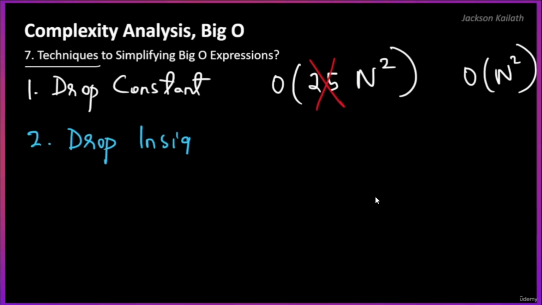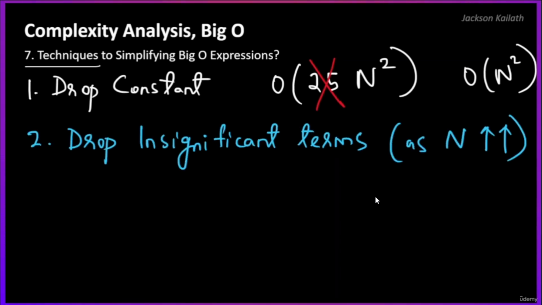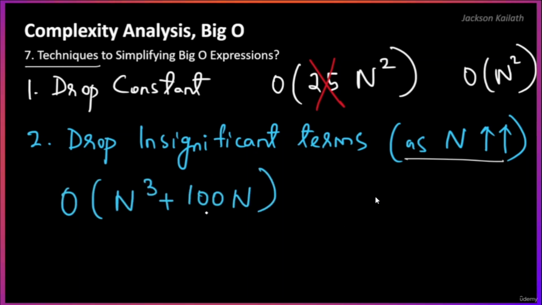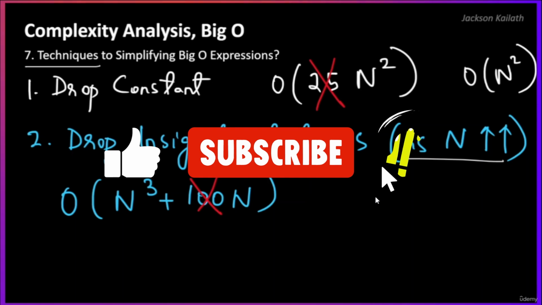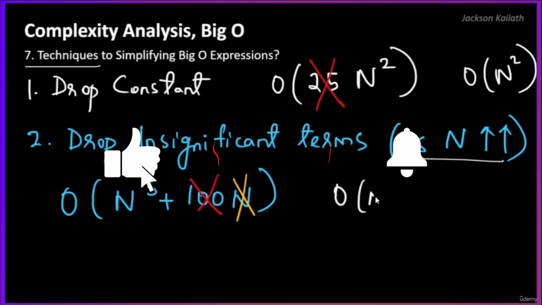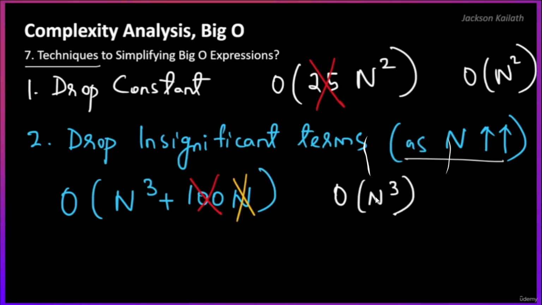The second pointer is drop insignificant terms as n increases, right? We have seen this in the case of asymptotic analysis. So if you see that the expression is O of n cube plus 100n, then you can drop the constant 100, and then you can drop n because compared to n cube, n is going to be insignificant. So this simplifies to O of n cube.